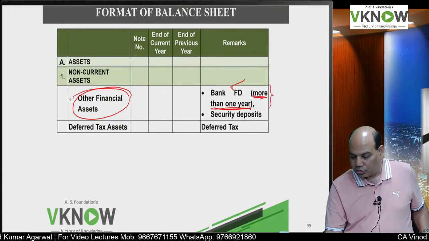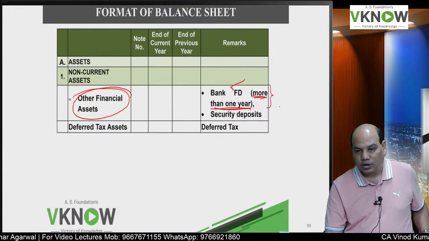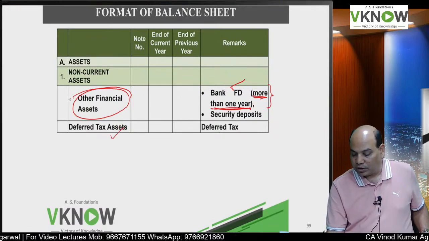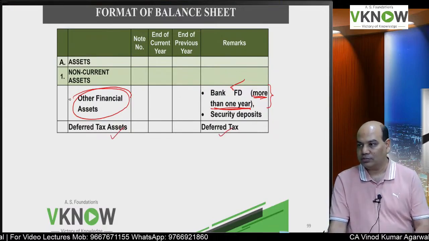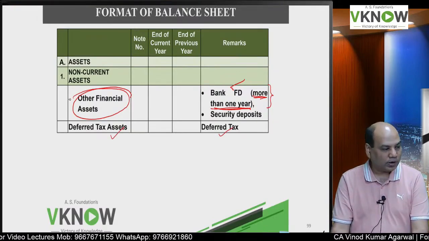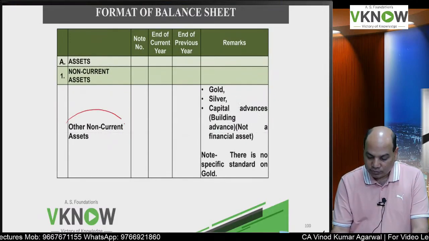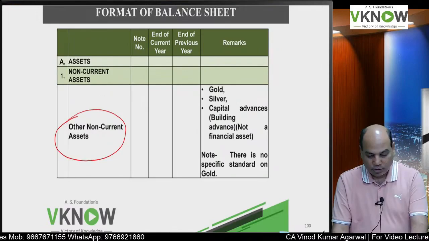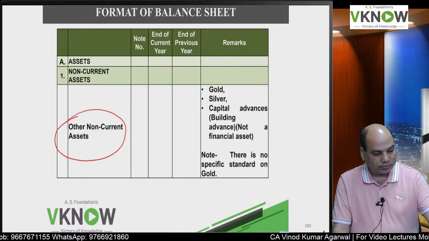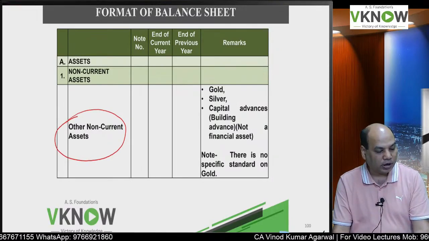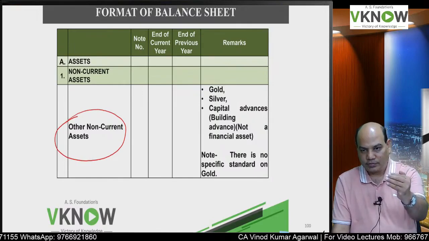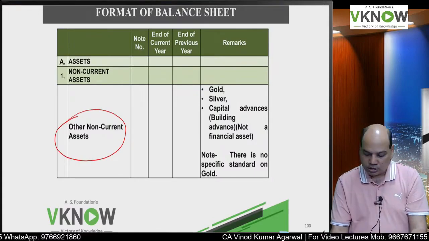What if it has a maturity of less than 12 months? Current. Deferred tax asset is always non-current. And then finally, one last heading is other non-current asset. What will not fit specifically into the above heads, you will put under other non-current asset.